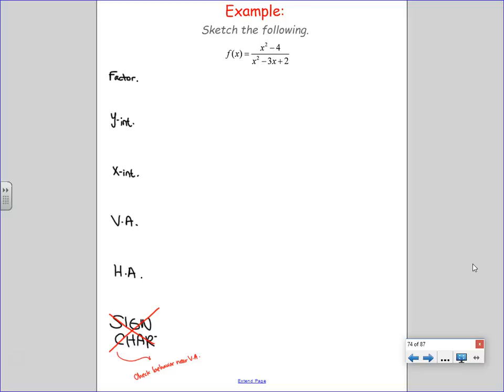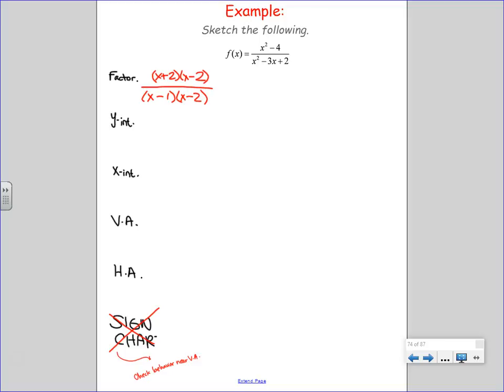So, why is it telling me to factor? Holes and vertical asymptotes. We're trying to see what's going on in those denominators. So, if we factor the top, what's the factoring of x squared minus 4? Good. X plus 2, x minus 2. Look, no number in front. What's the factoring of x squared minus 3x plus 2? Good. We could have done x minus 2, x minus 1, or x minus 1, x minus 2. Either way.